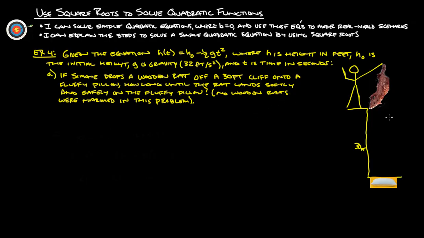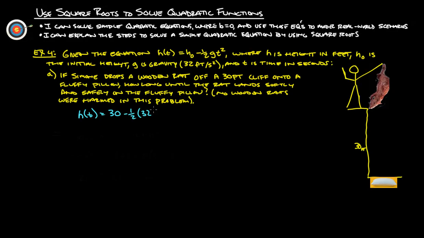So how long is it going to take for this rat to land on the fluffy pillow from when it's dropped? Okay, so let's first set up our equation. We've got h of t equals, h0 is the initial height, so it's starting originally at 30 feet up. So we're going to do 30 minus 1/2. g is gravity, and that is 32 feet per second squared, so we're just going to do 32.